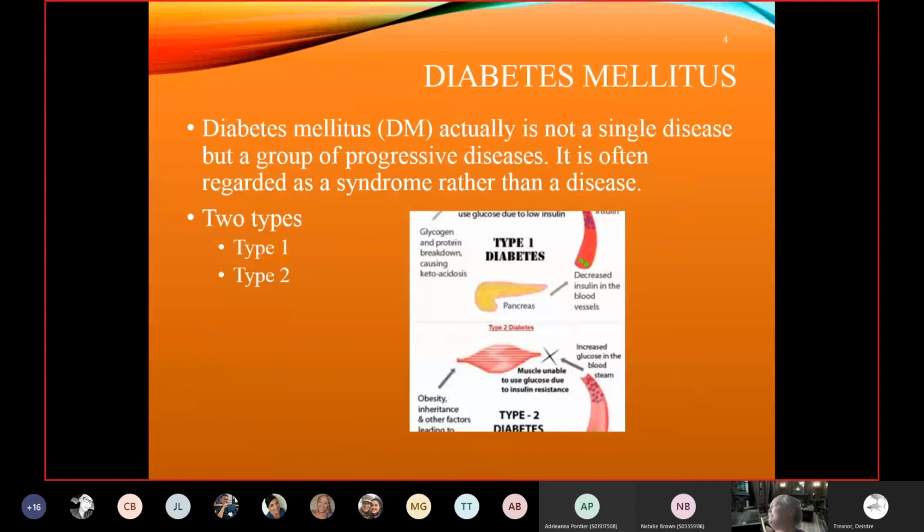So diabetes isn't really a single disease, but it's a group of progressive diseases. It's actually a disorder of carbohydrate metabolism, and it can involve either a deficiency of insulin, so not enough, or the tissue is resistant to insulin, or it can be actually a combo of both. So they believe that it is a result from destruction of the beta cells in the pancreas where insulin is produced.